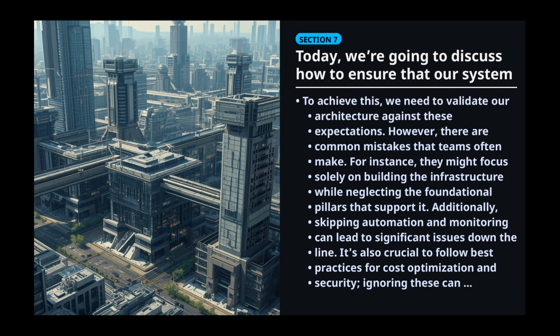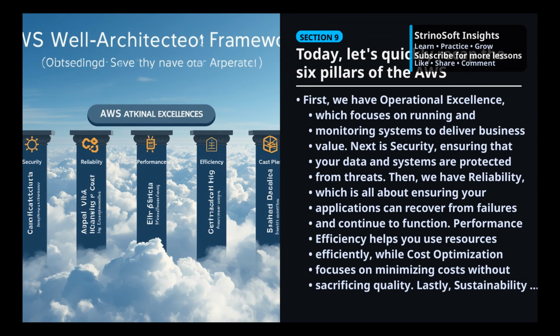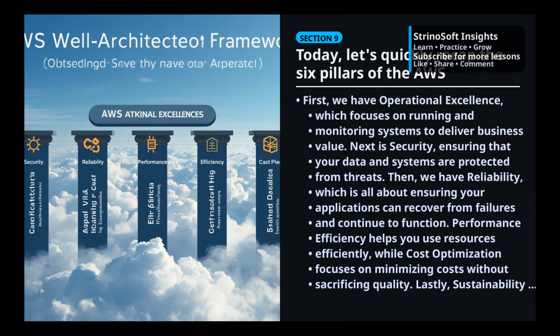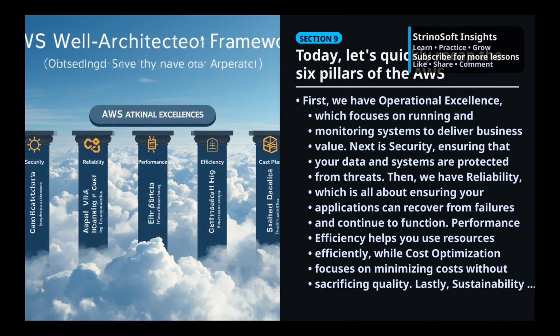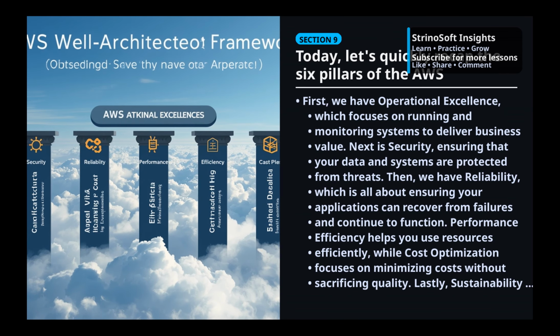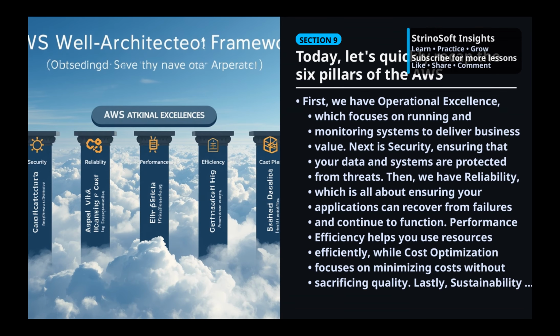First, we have operational excellence, which focuses on running and monitoring systems to deliver business value. Next is security, ensuring that your data and systems are protected from threats. Then we have reliability, which is all about ensuring your applications can recover from failures and continue to function. Performance efficiency helps you use resources efficiently, while cost optimization focuses on minimizing costs without sacrificing quality. Lastly, sustainability emphasizes environmentally friendly practices in cloud operations.